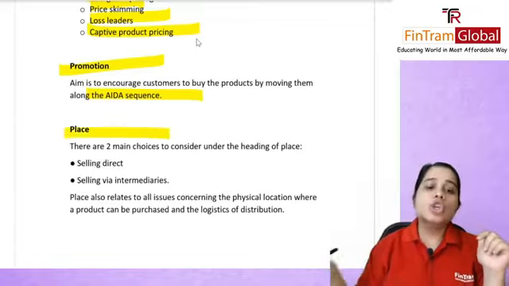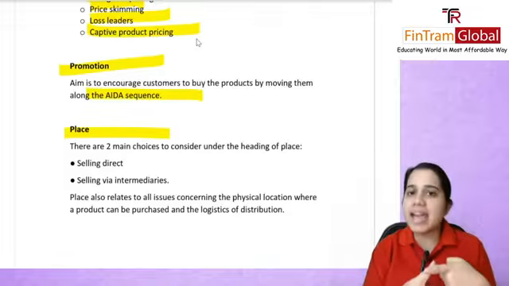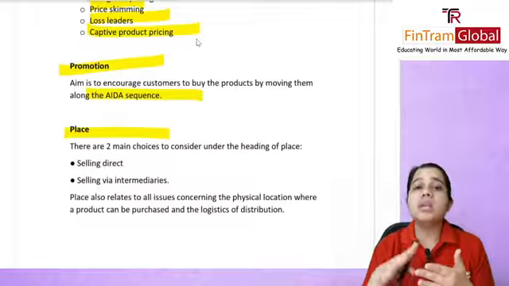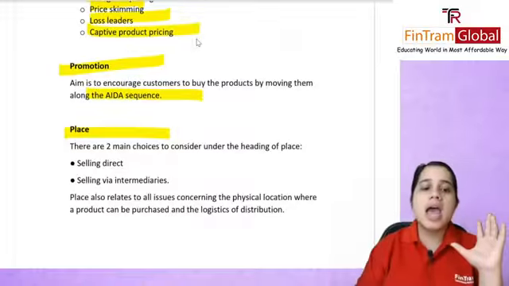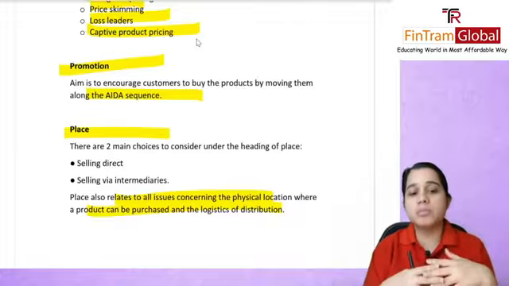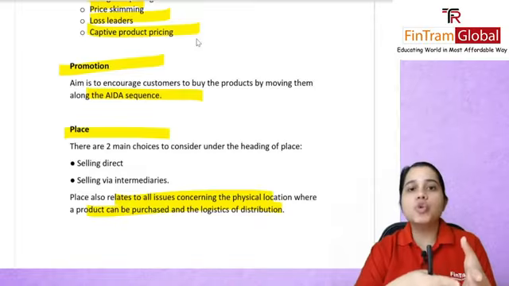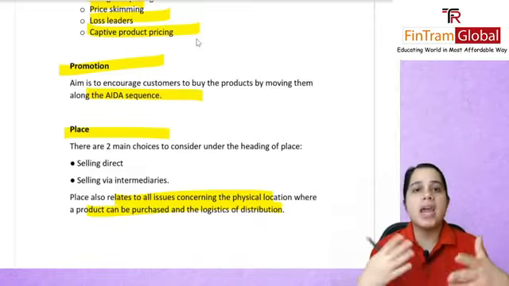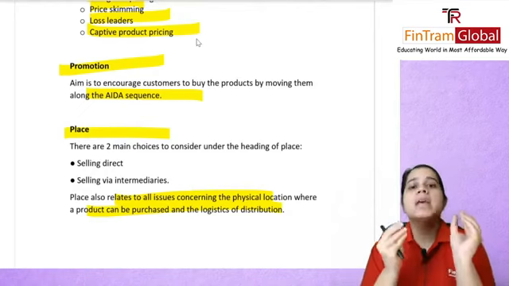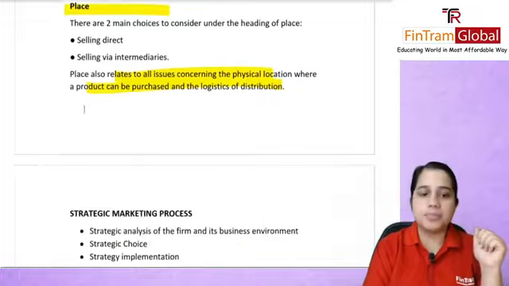Then place. Two main choices which you will consider: whether you want to sell it directly to your customers or you will sell indirectly. That is, there will be some intermediaries, wholesalers, retailers. And place will also relate to any issues regarding your physical location. Maybe how people can buy, from where, right? Whether I go to a supermarket or I go online, and how you are distributing, or what your logistics are? How will this product reach your customers? All that will be covered under your place.